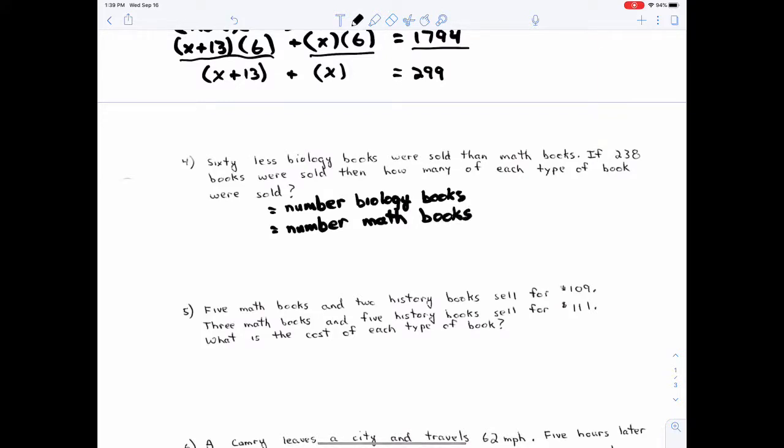So, does it matter which one I know first? Well, probably we want to know the math books first. And then there's 60 less biology books, so that'd be X minus 60. Okay. So what's the biggest piece of information here? Total books.